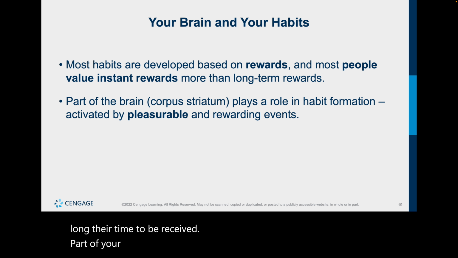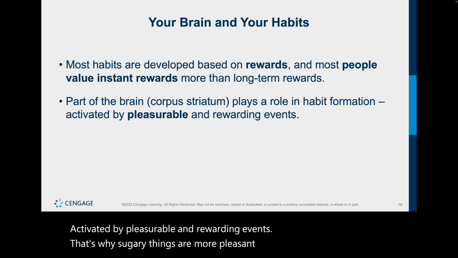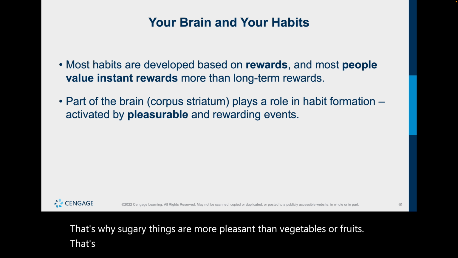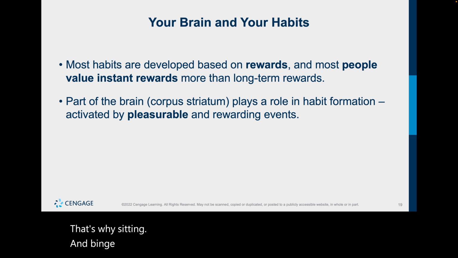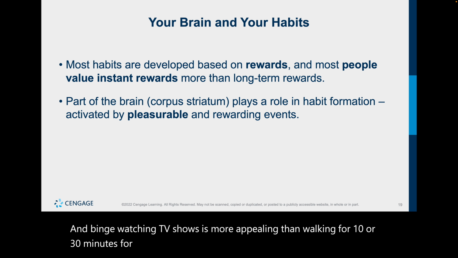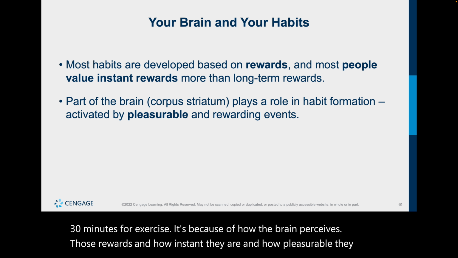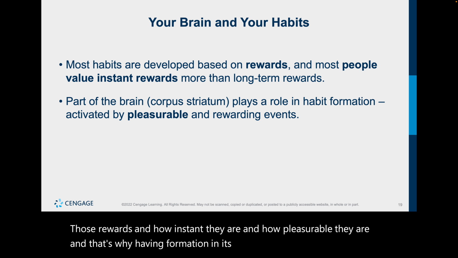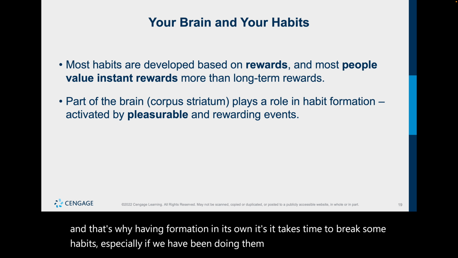Part of your brain, the corpus striatum, plays a role in habit formation, activated by pleasurable and rewarding events. That's why sugary things are more pleasant than vegetables or fruits. That's why sitting and binge watching TV shows is more appealing than walking for 10 or 30 minutes for exercise. It's because of how the brain perceives those rewards and how instant and pleasurable they are. And that's why habit formation takes time to break, especially if we have been doing some habits for a long time.